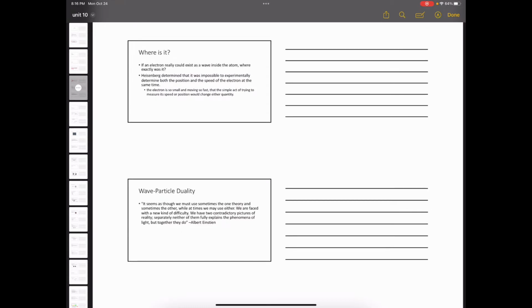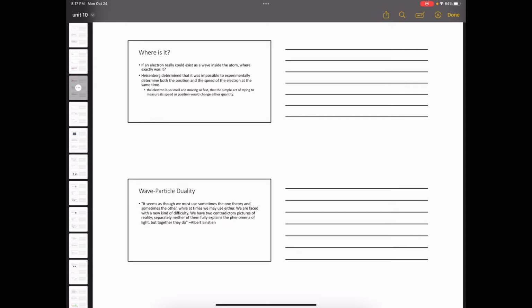Scientists are fascinated by the electron, and many scientists tried to measure the speed and also the position of the electron. A scientist called Heisenberg came up with a new principle called the Heisenberg uncertainty principle, which states that it is impossible to experimentally determine both the position and the speed of an electron at the same time. The reason is that the electron is very small and tiny, moving at extremely high speed. So the simple act of trying to measure the speed or position would change either quantity.